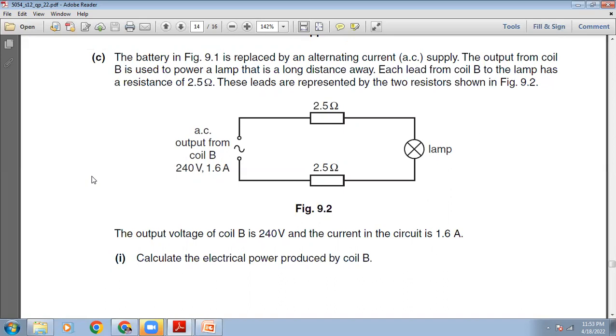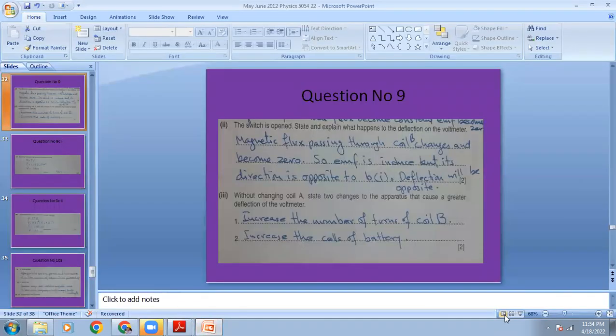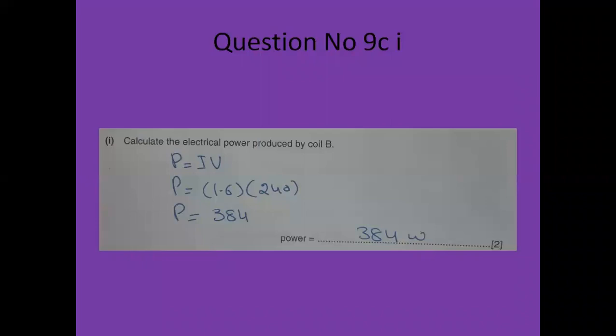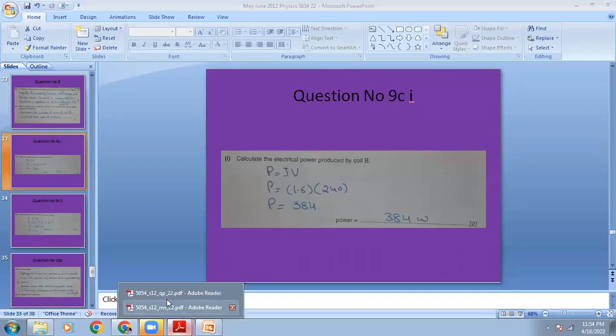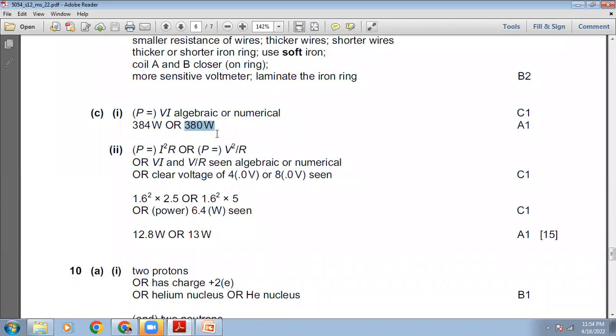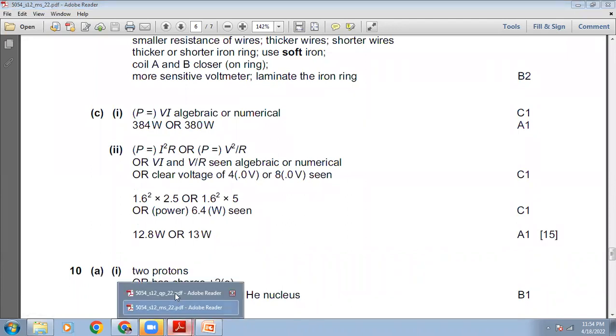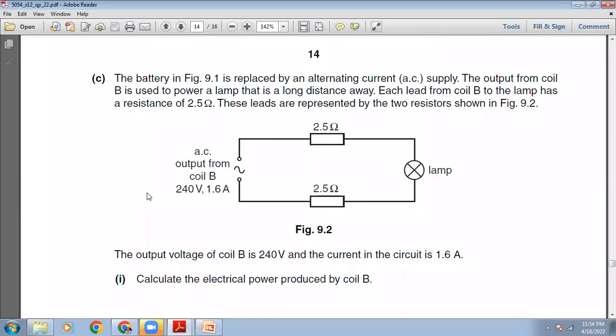You know the electric power is equal to IV. I know the current, which is 1.6 ampere, and I know the voltage, which is 240 volt. P equals IV, and very easily we can find the power. So the power will be 1.6 multiplied by 240, and that will be 384 watt. The data is in two significant figures and our answer is in three significant figures, so we can reduce it. Let me see. It has written 380 watts. 384 is also right.